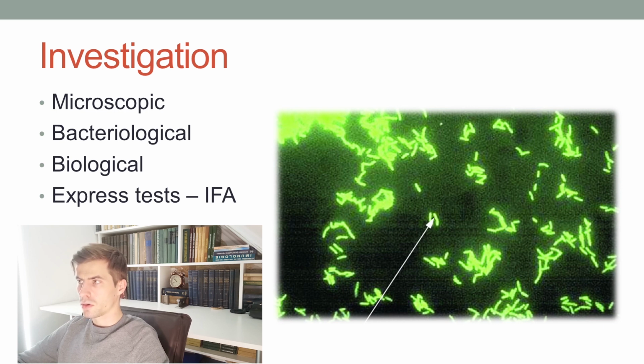Also, we can look for capsule. Clostridium perfringens will have a capsule, but there are also a few species which can cause gas gangrene, such as Clostridium septicum or others, and such bacteria will also be motile, so we can make a test for motility.